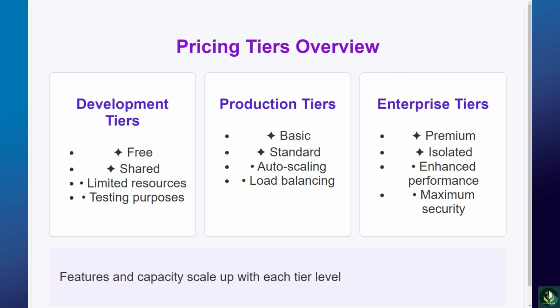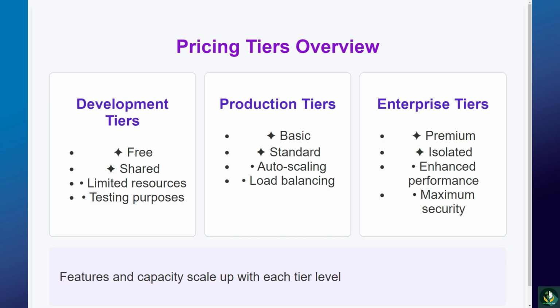Keep in mind that in these tiers, your applications share virtual machines with other customers' applications. While this keeps costs minimal, it comes with limitations. You're restricted to 1 GB of disk space, and you can host up to 10 apps in the shared tier. These tiers don't come with an SLA, so they're not suitable for production workloads.